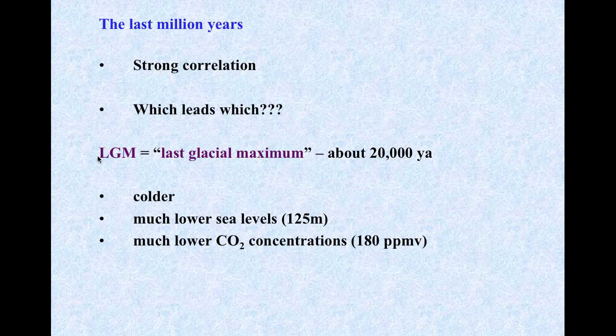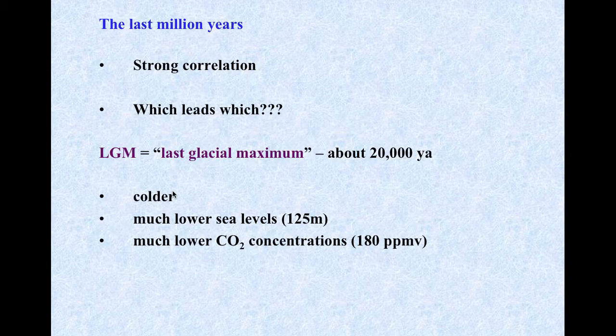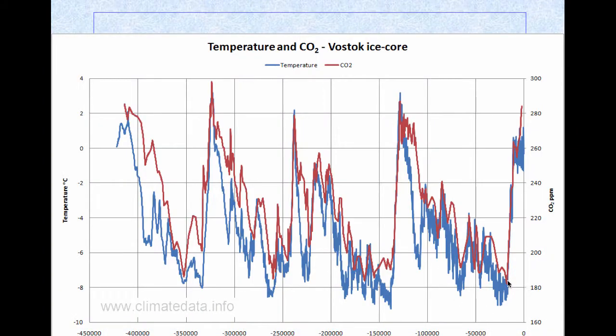One more piece of terminology for you. LGM refers to the last glacial maximum, and that was about 20,000 years ago. So we're in about here this time. Remember, this is now going backwards. Roughly 20,000 years ago was the last time that glaciers covered the earth and so forth. So that's called the LGM, the last glacial maximum. Much colder, of course. A lot of the water was locked up into ice, so sea levels were thought to be about 125 meters lower than they are now, and also much lower CO2 concentrations, about 180.